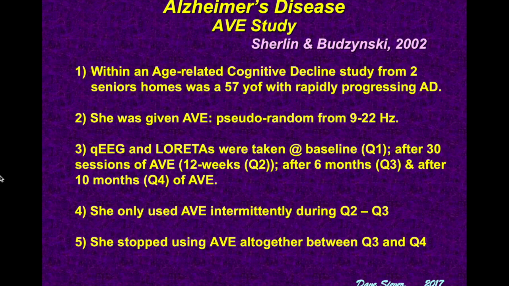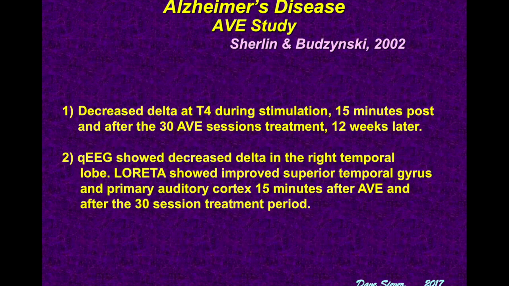But because her brain was kicked into good functioning, I guess, it actually continued to improve between Q3 and Q4, despite her not using entrainment at this point at all. So, this is what they observed.